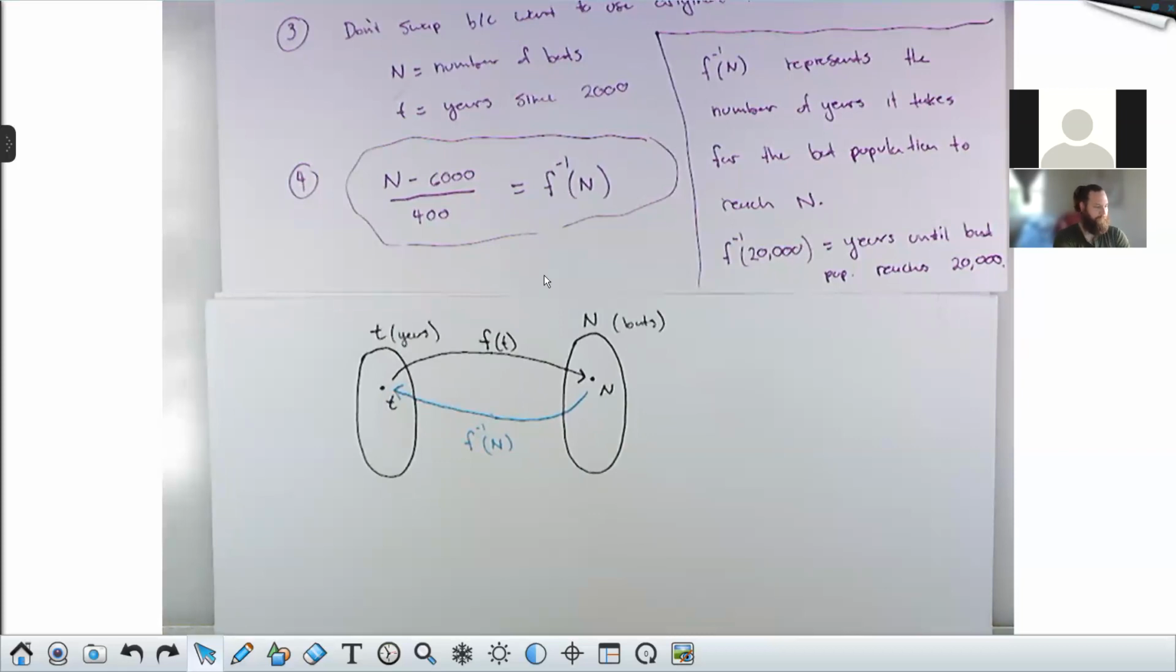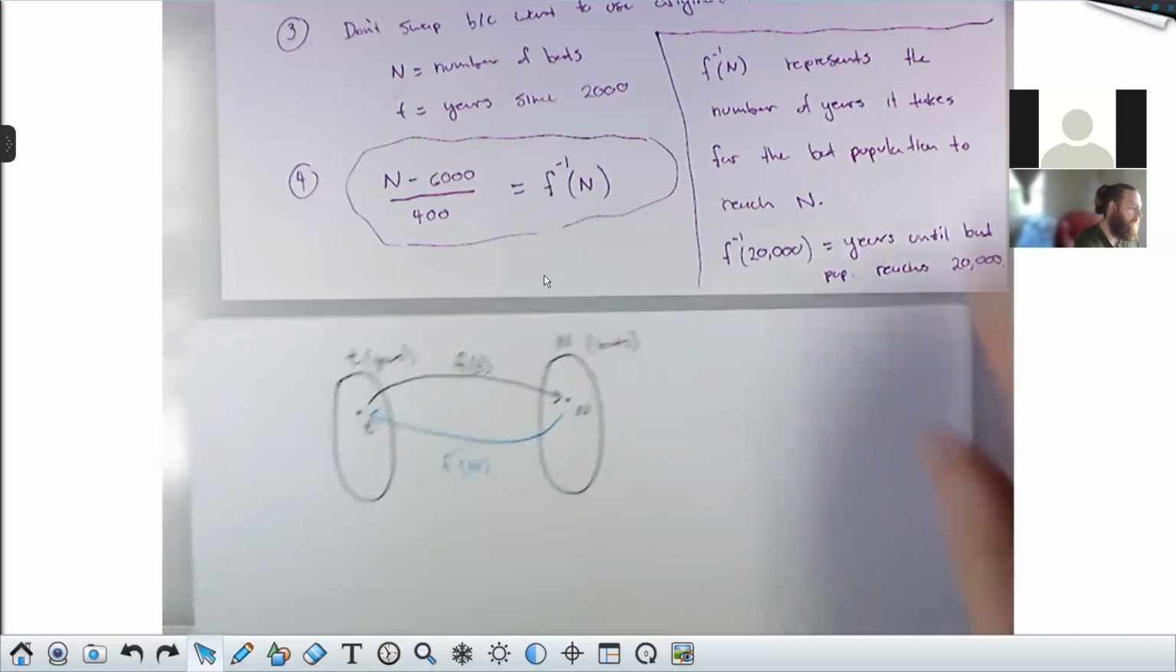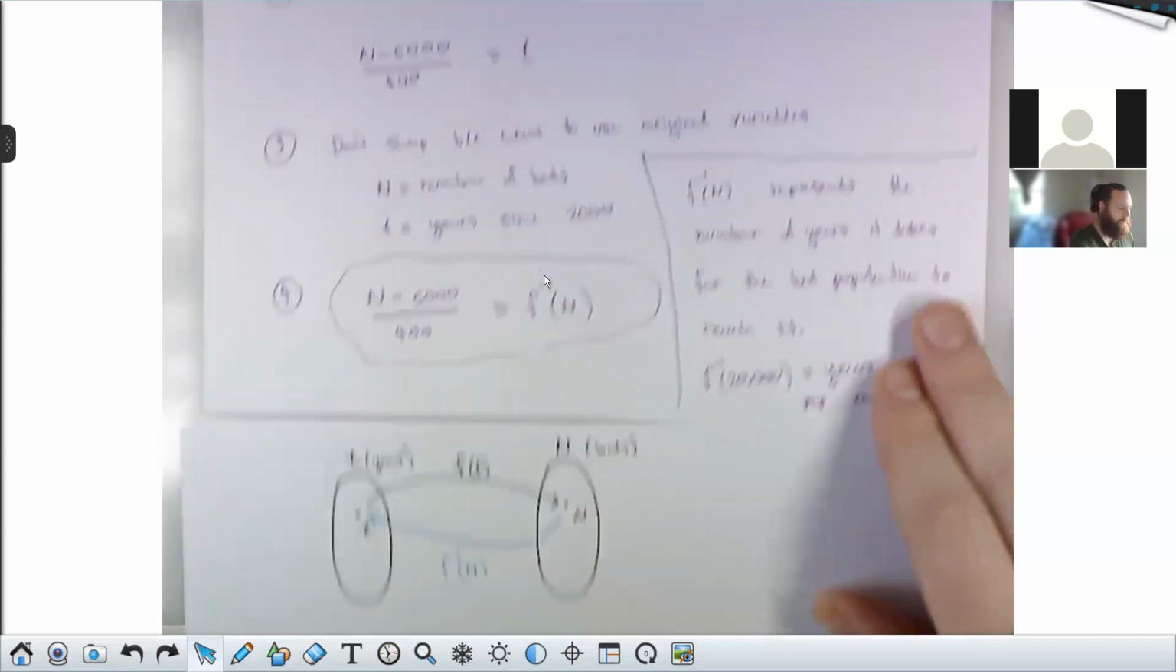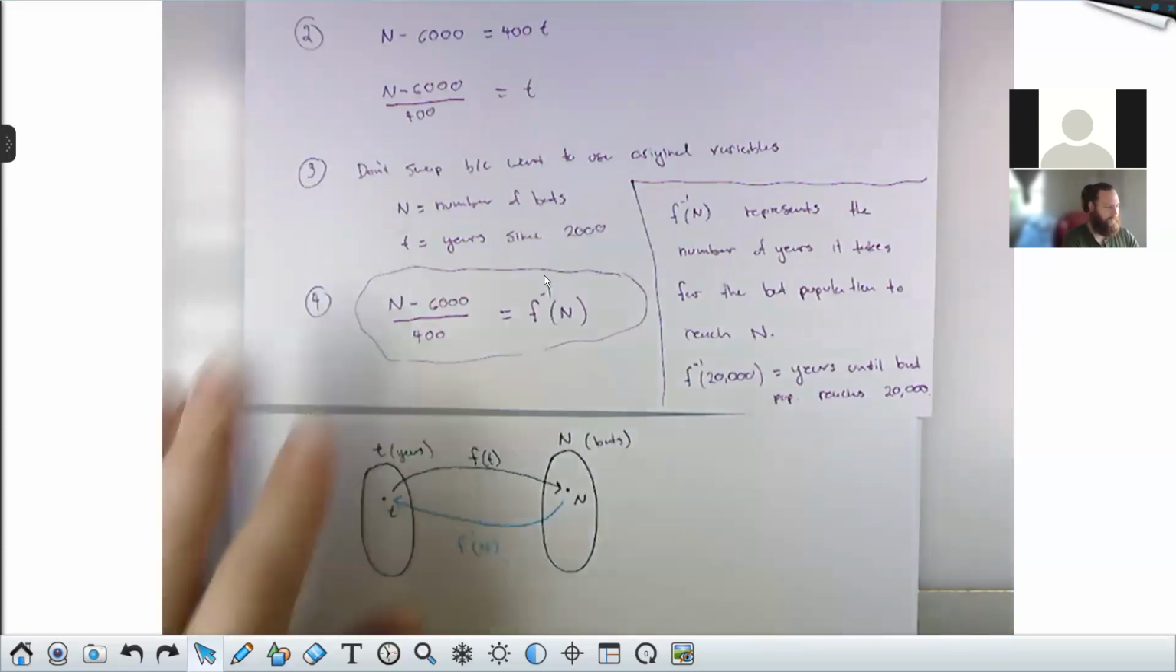Okay. So I should ask, any questions on these steps or this interpretation?